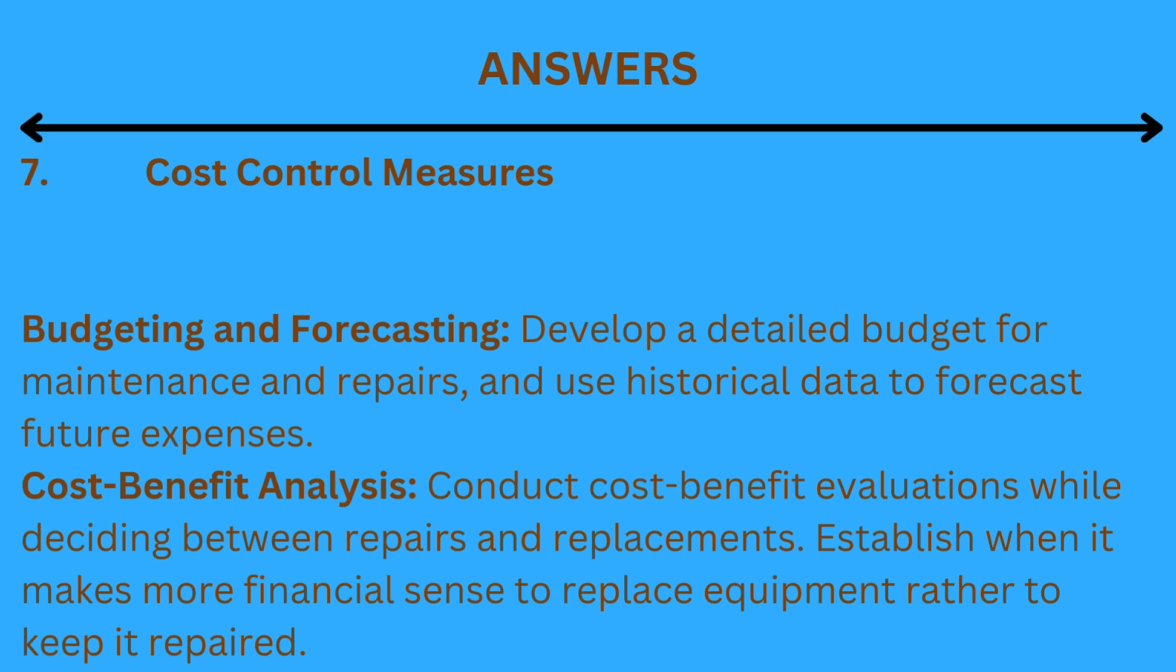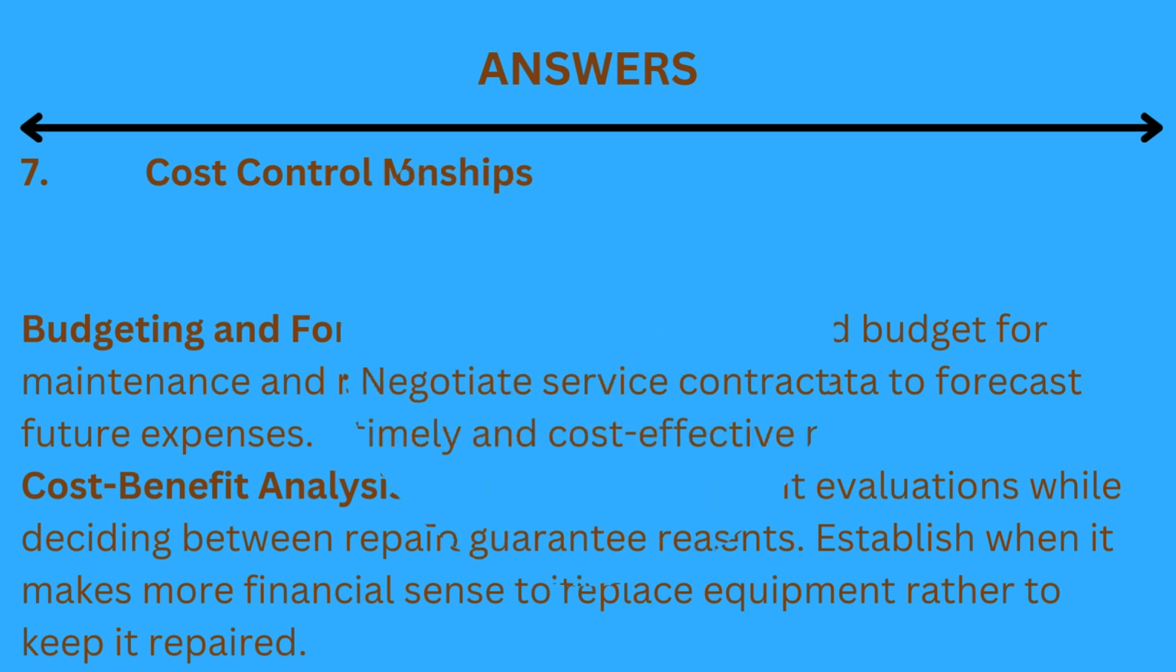7. Cost control measures. A. Budgeting and forecasting. Develop a detailed budget for maintenance and repairs, and use historical data to forecast future expenses. B. Cost-benefit analysis. Conduct cost-benefit evaluations while deciding between repairs and replacements. Establish when it makes more financial sense to replace equipment rather than keep it repaired.